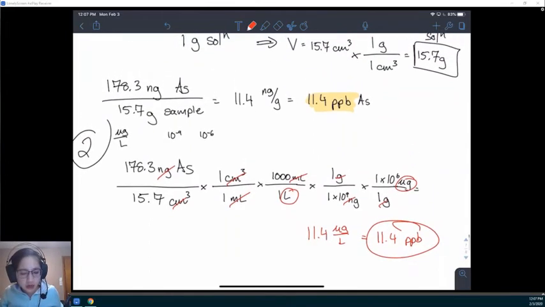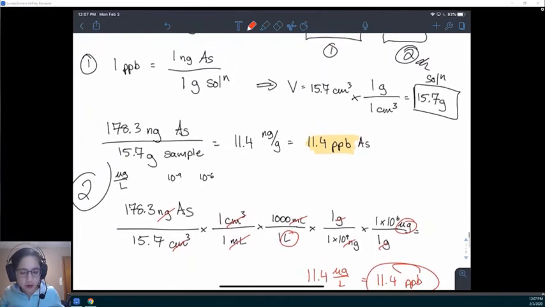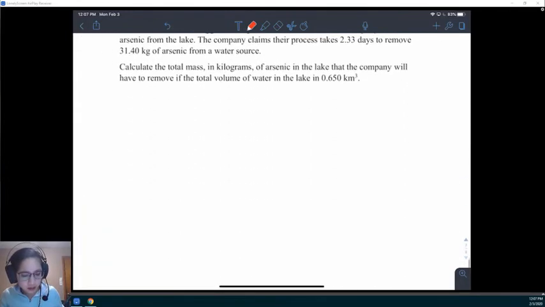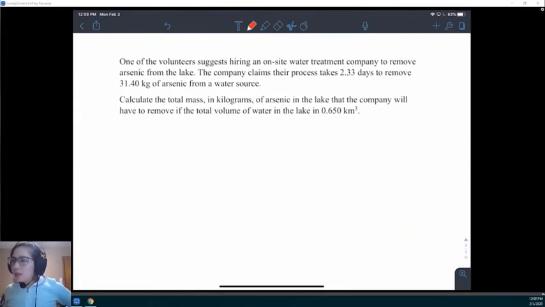Yeah, so for the first part of the question, it was imperative that they gave us the density of the lake water. That was important. Here, we wouldn't be able to solve it without it. Okay, so the rest of the question, one of the volunteers suggests hiring an on-site water treatment company to remove arsenic from the lake. The company claims their process takes 2.33 days to remove 31.4 kilograms of arsenic from a water source. Oh, look, that's a conversion factor.